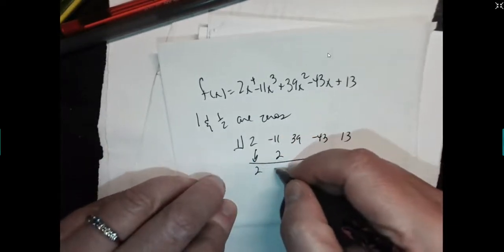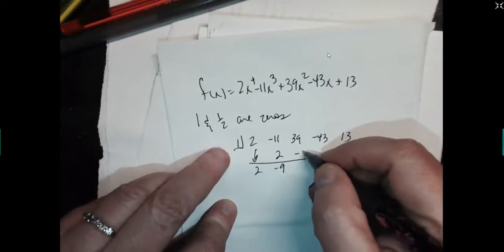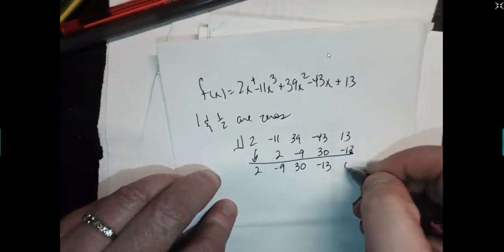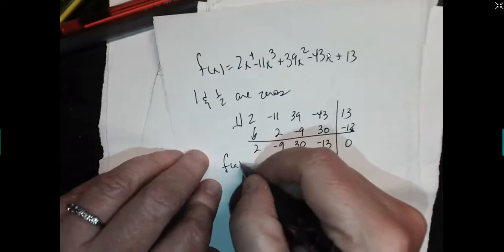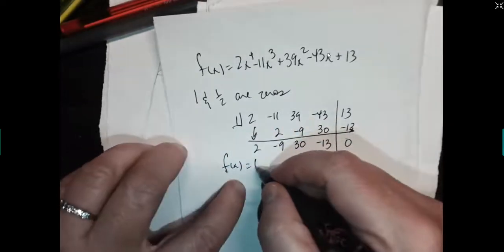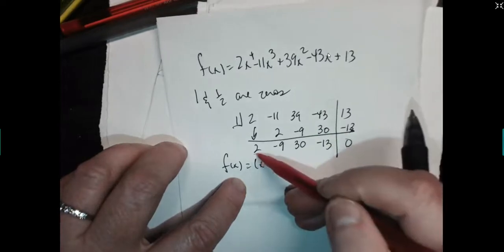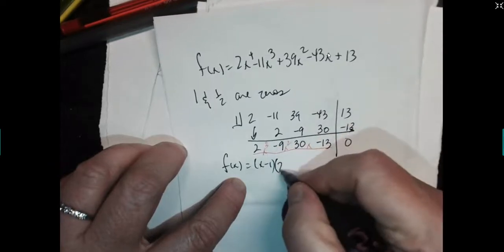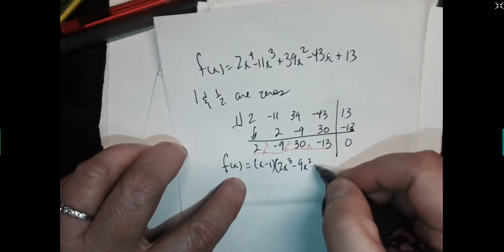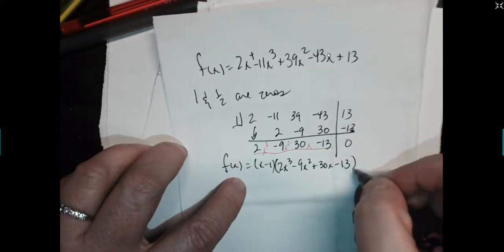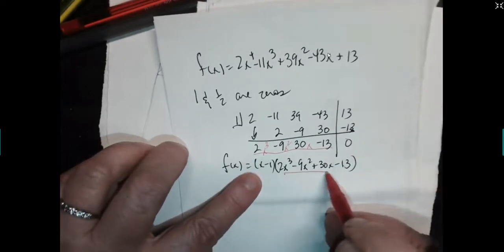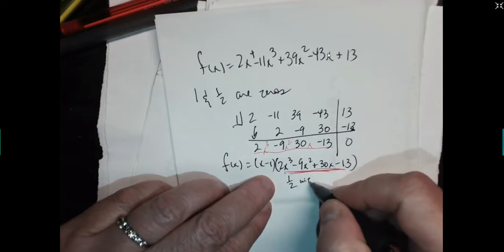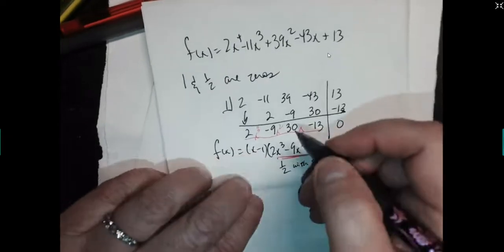2 times 1 is 2. Get that. So I can write f of x now as x minus the number in the box times the quotient. So that'll be 2x cubed minus 9x squared plus 30x minus 13. And now I'm going to try 1/2 with synthetic division on this part.